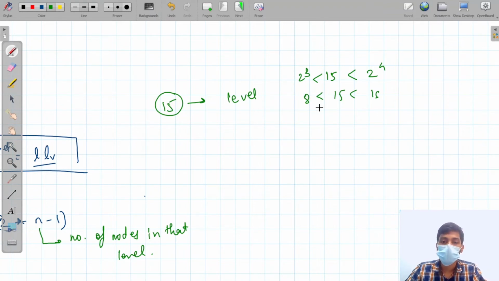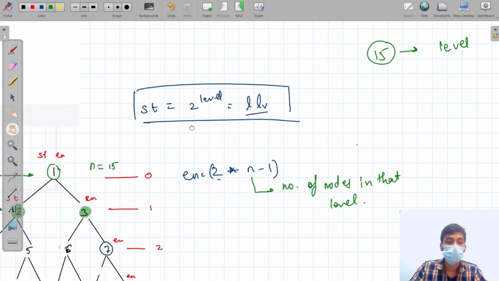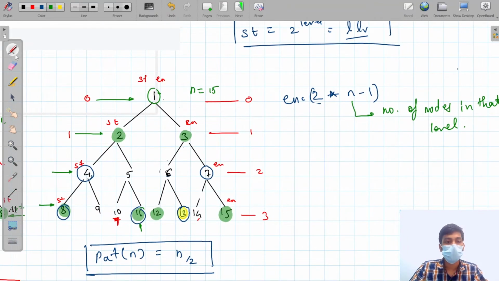So can we say that this 15 is going to be included in that level where 8 nodes are present? See, here you can observe how many nodes are going to be there for every level. Let's see that for this level there are going to be two nodes, right? And this 2 is nothing but our last level value, that is going to be the starting point.